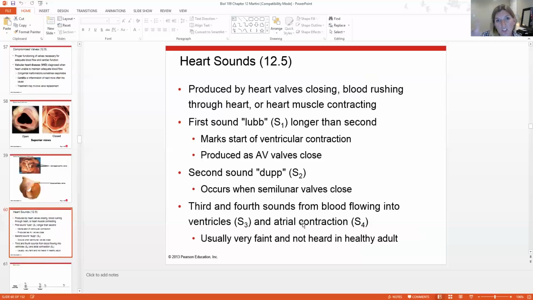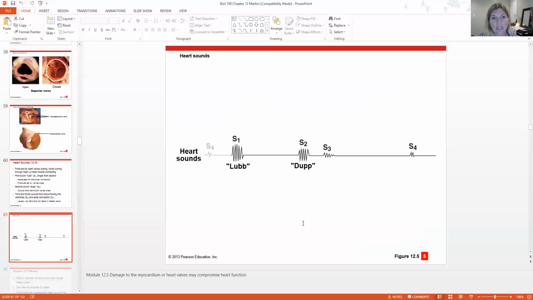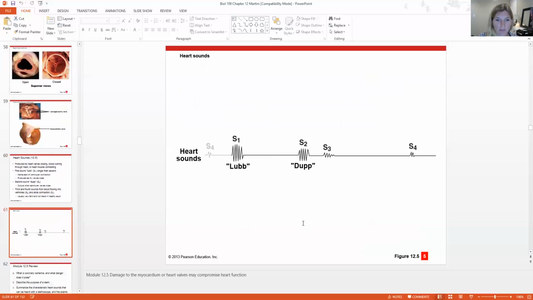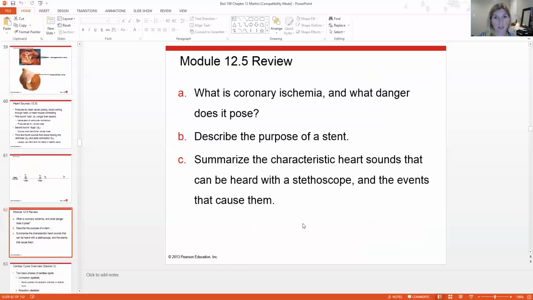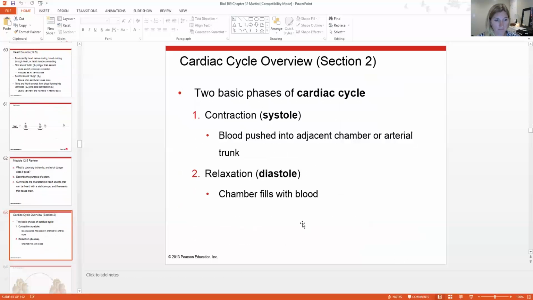The third and fourth sounds are just from the swishing that occurs in the ventricles and atria as they contract. It's very faint, usually not heard in a healthy adult. There they are, lub, dub. You can pause the video here, go back and answer these 3 questions.